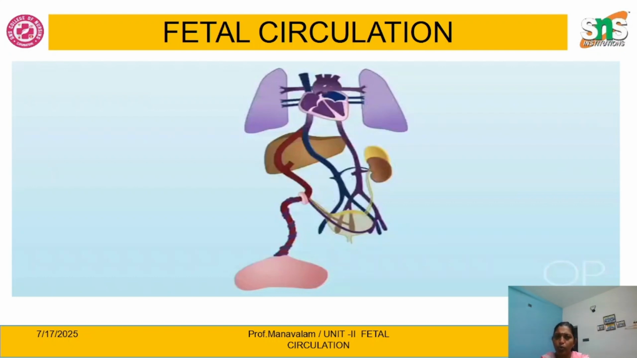So both the oxygenated and deoxygenated blood flow in the same way, but they do not mix up because of the pressure variation between the oxygenated and deoxygenated blood. There is a lesser chance of mixing of blood during the fetal circulation.